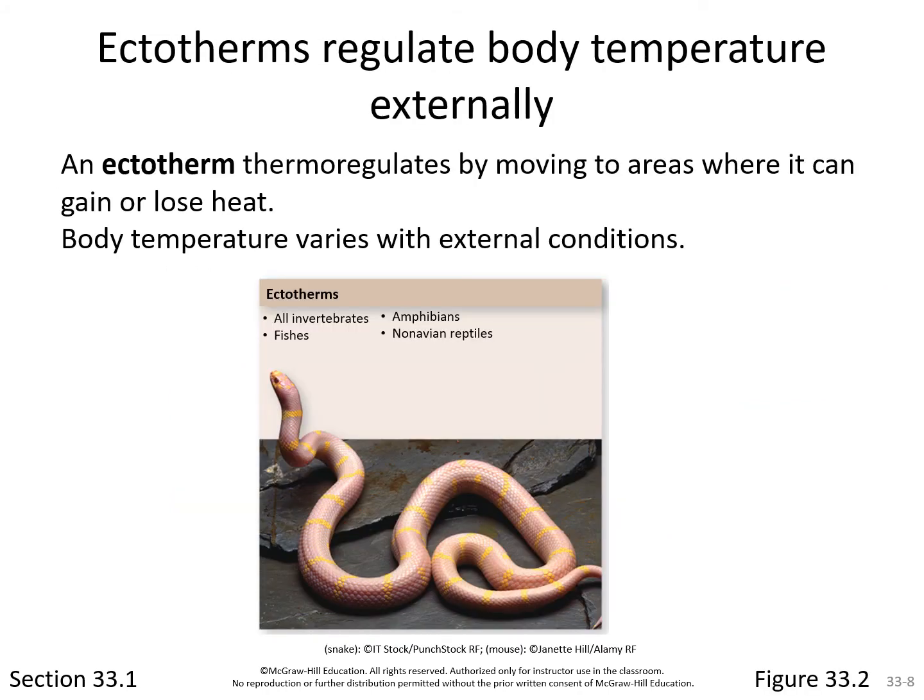Okay, now in ectotherm, this literally means outside of the body. So therm meaning temperature and ecto meaning outside. So an ectotherm gains its temperature from outside the body. And so while endotherms were mammals and birds, ectotherms are all invertebrates, fishes, amphibians, and non-avian reptiles. So most animals by far are actually ectotherms. And so again, your body temperature is going to vary with external conditions.